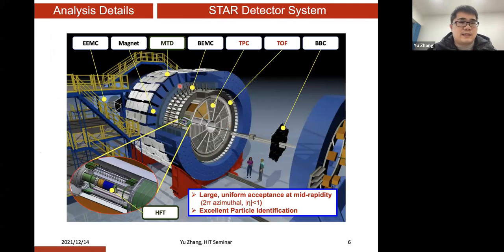The analysis details part. This is the STAR detector system. In our fluctuation analysis, we mainly use two detectors. One is the TPC, and the other is the TOF detector, which are used to identify protons and their flight time.